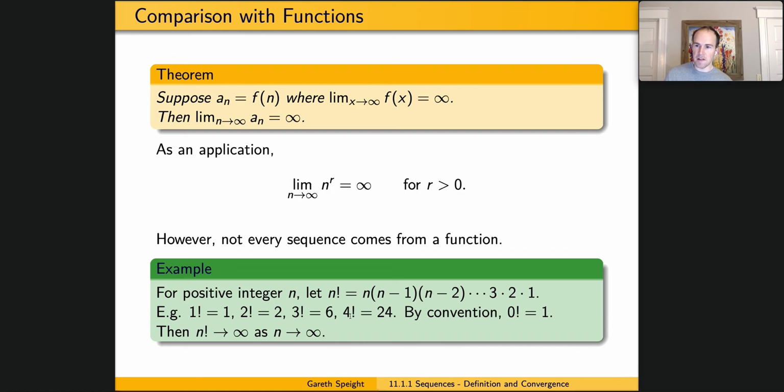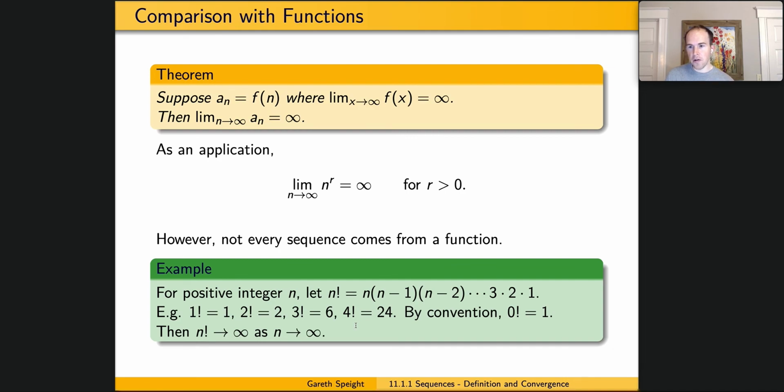So this is a sequence that doesn't come from a function. There is no x factorial. X factorial doesn't make any sense. It's a sequence that doesn't come from a function. But clearly this sequence goes to infinity as n goes to infinity. It gets larger and larger, and it stays large.